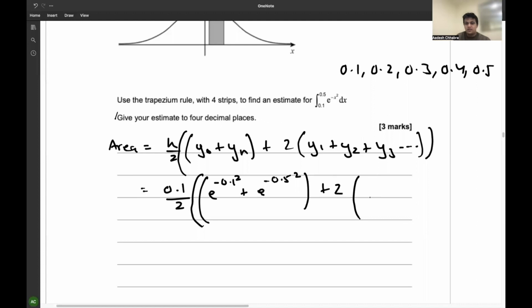Where y1 by 0.2, sorry. So e to the power minus 0.2 squared plus e to the power minus 0.3 squared plus e to the power minus 0.4 squared. And then you can go ahead and put this into your calculator, and you should get the value of 0.3611 to 4 decimal places, solving this question.